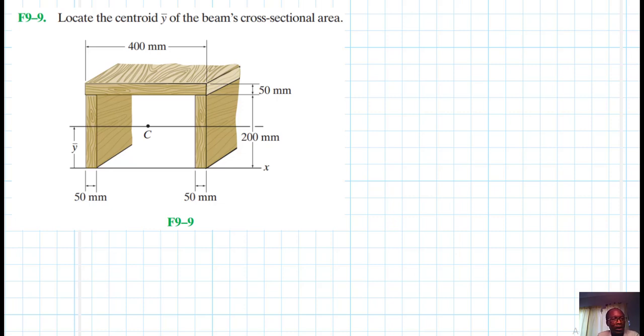The problem reads: locate the centroid y bar over the beam's cross-sectional area. This problem is coming from Engineering Mechanics Statics, 13th edition, by R.C. Hibbeler.